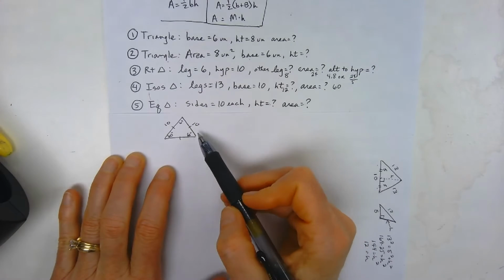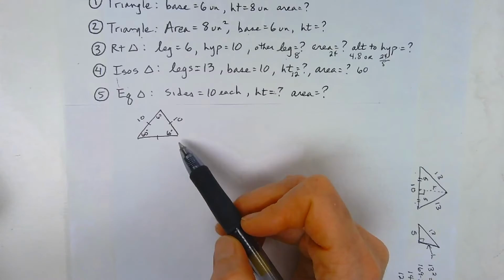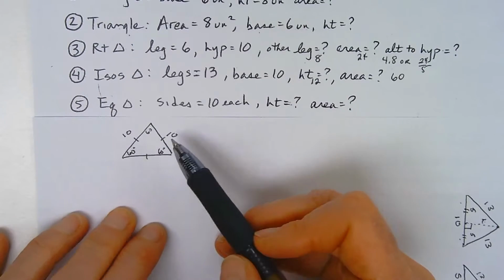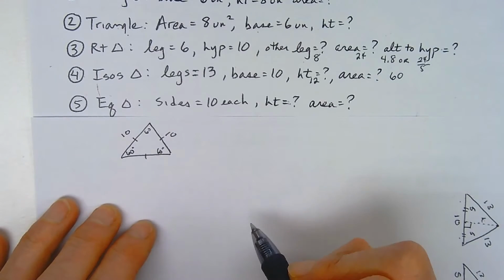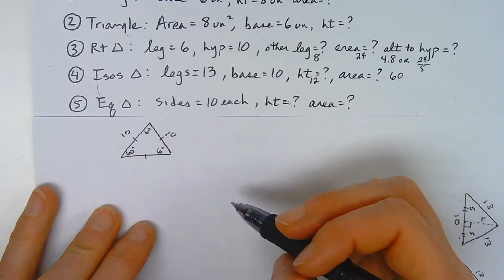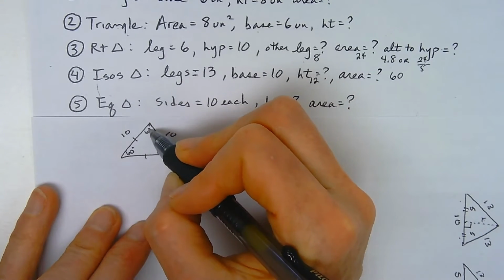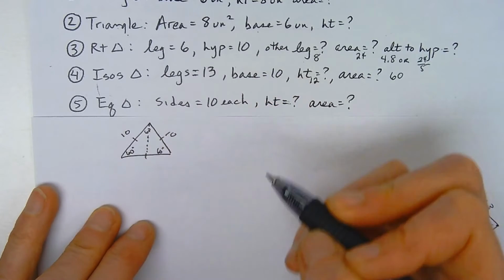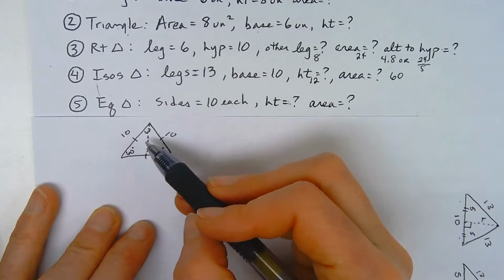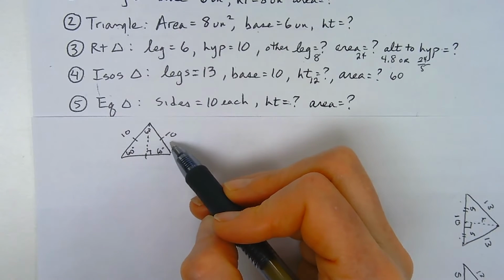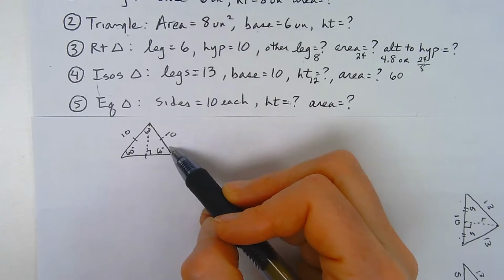So let's look at this equilateral triangle. Each side is 10 and the angles are 60 each. So what is the height of the equilateral triangle? I'll draw a height straight down. It's at 90 degrees. And this is also considered an isosceles triangle since these two sides are the same.